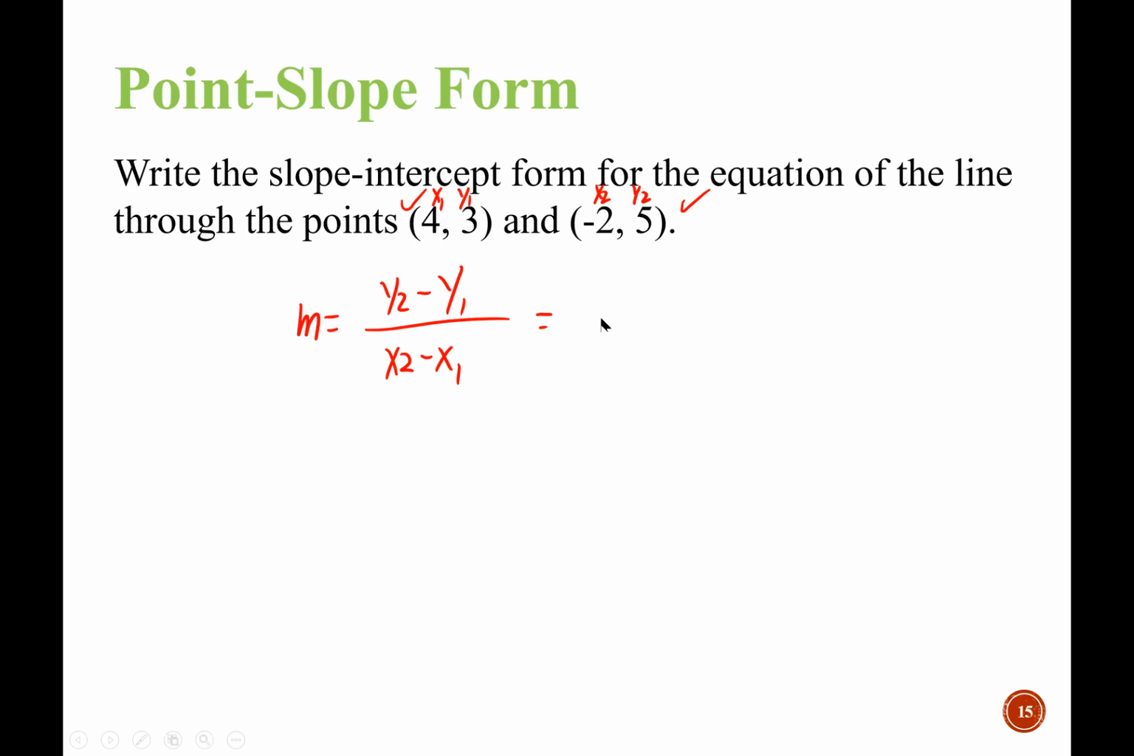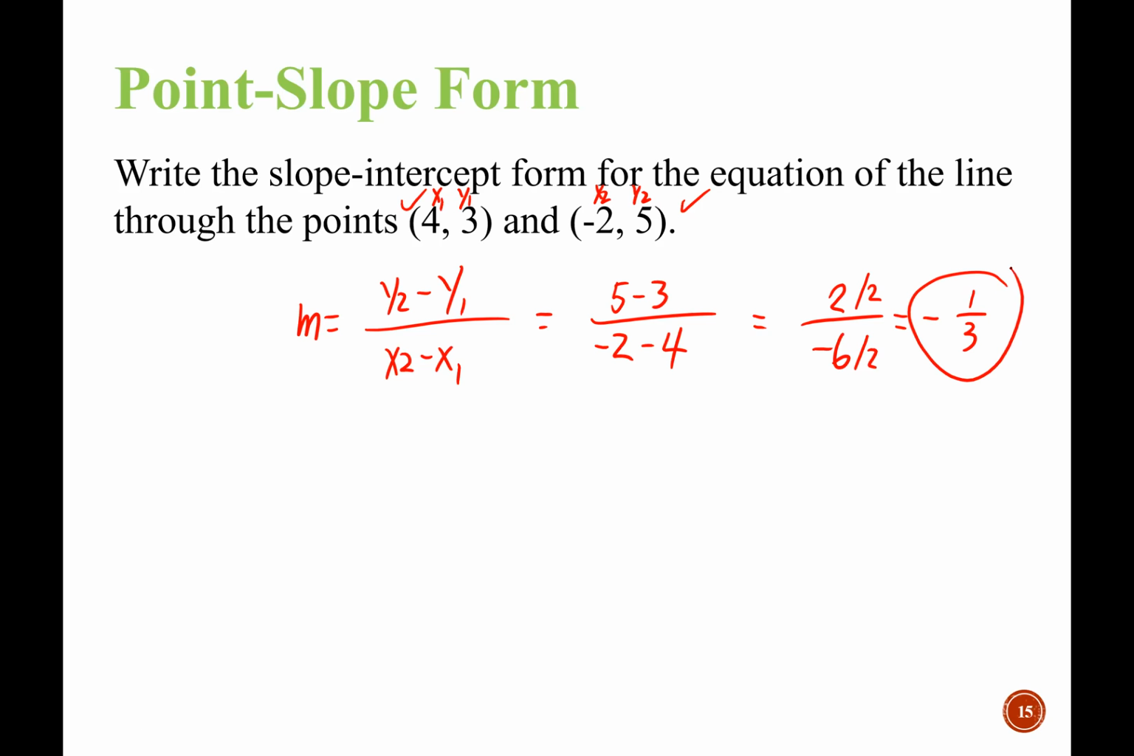Now again, plugging in all the numbers, it's 5 minus 3 on top. y2 is 5, y1 is 3, x2 is negative 2, x1 is 4, minus 4. So we get 2 over negative 6. And if you reduce it on both top and bottom by 2, you're going to get negative 1 over 3. So now we have a slope, right? Slope is -1/3. We know x1, y1, 4 and 3.